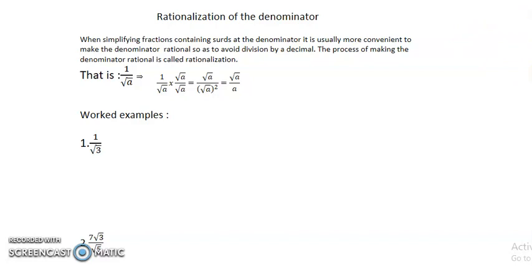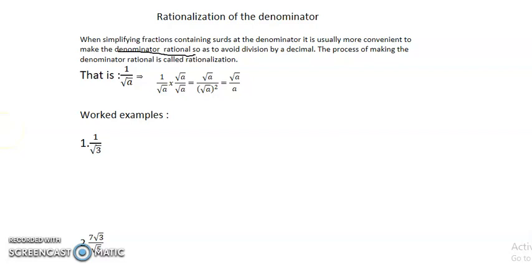Rationalization of the denominator. We've looked at the first part of the video that was on the introduction to surds, addition, subtraction, and multiplication of surds. Now let's look at rationalization of the denominator. When simplifying fractions containing surds at the denominator, it is usually more convenient to make the denominator rational so as to avoid division by a decimal. The process of making the denominator rational is what is called rationalization.